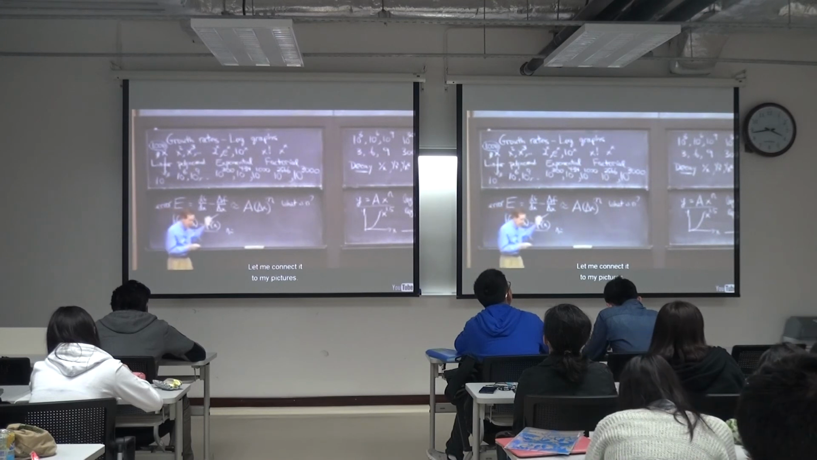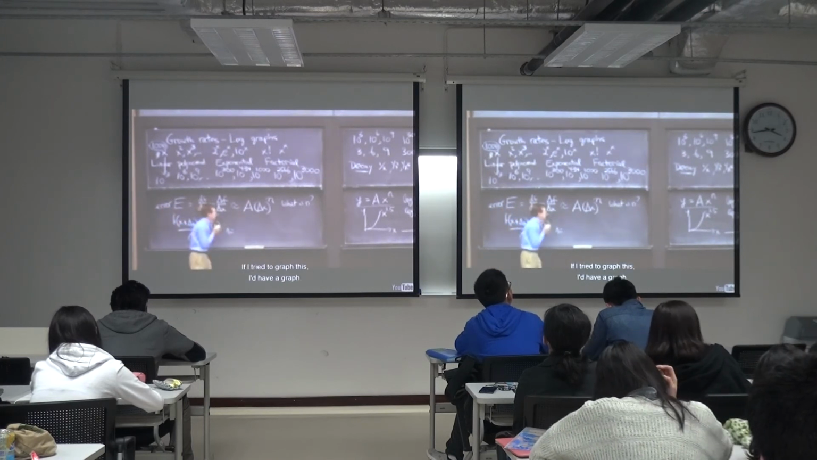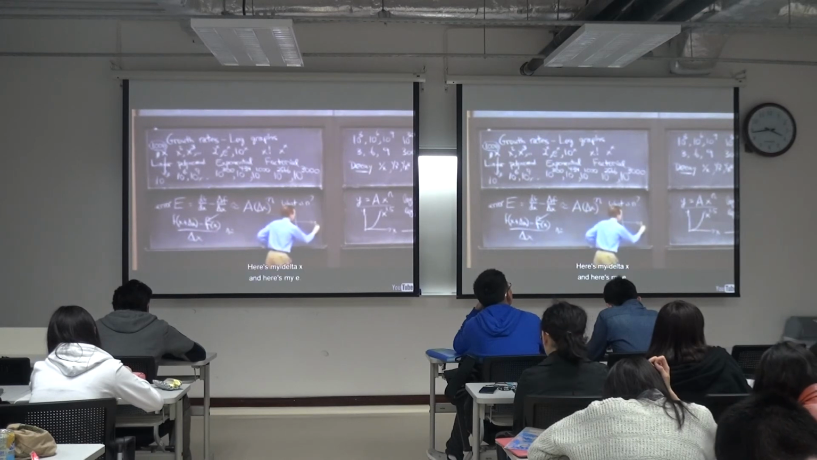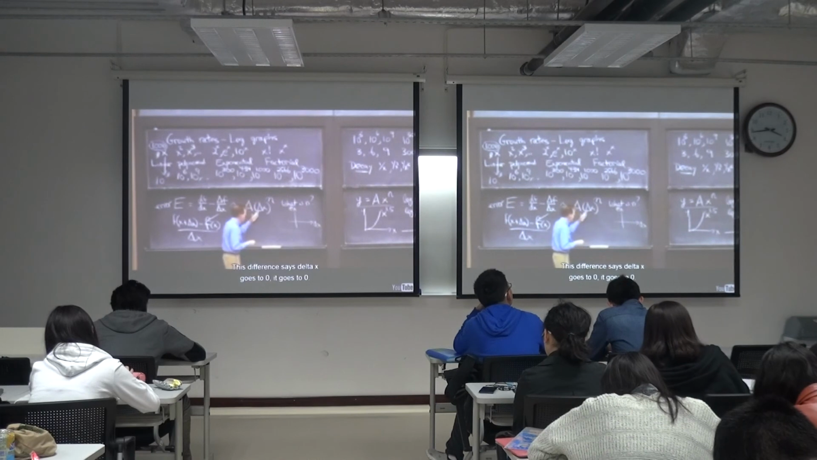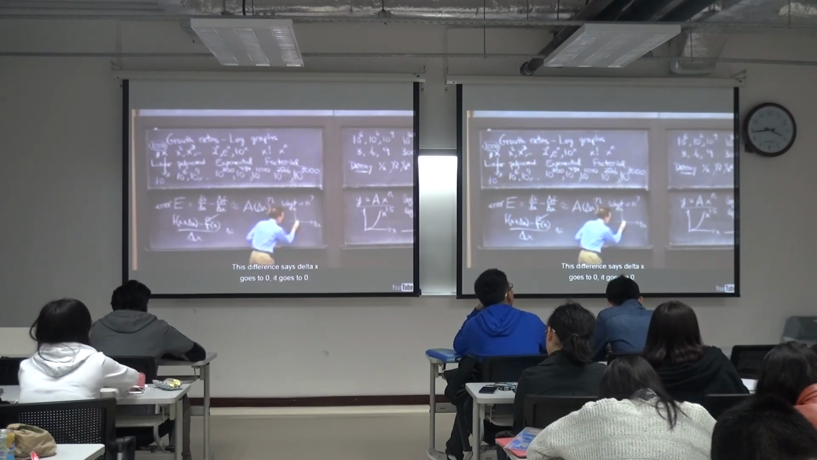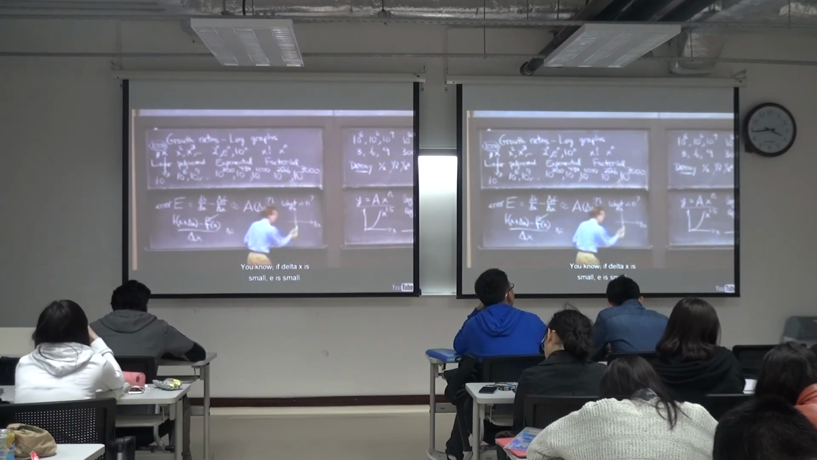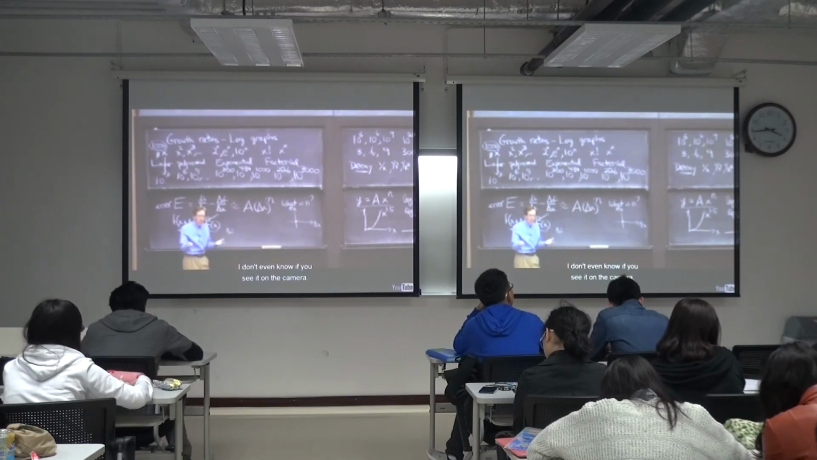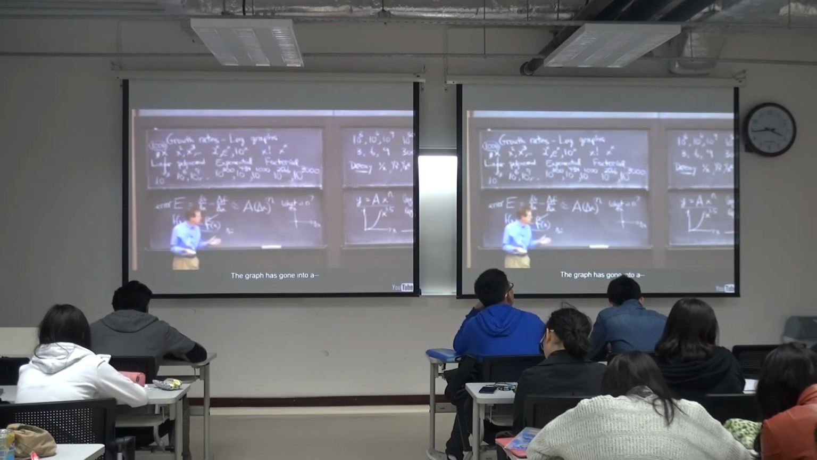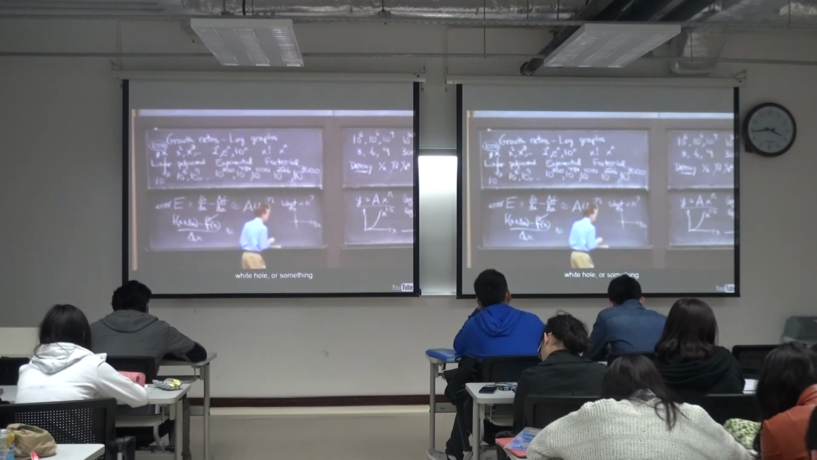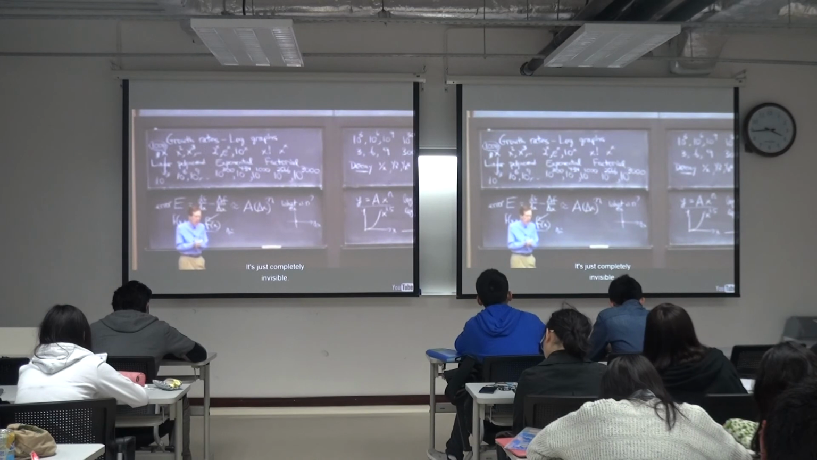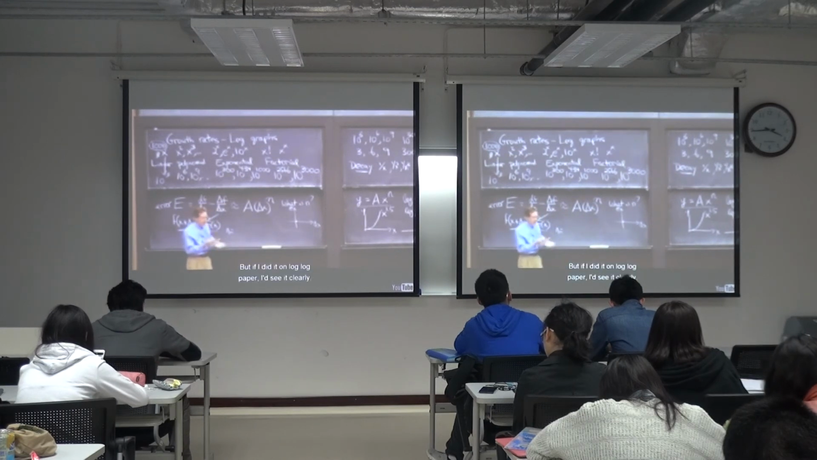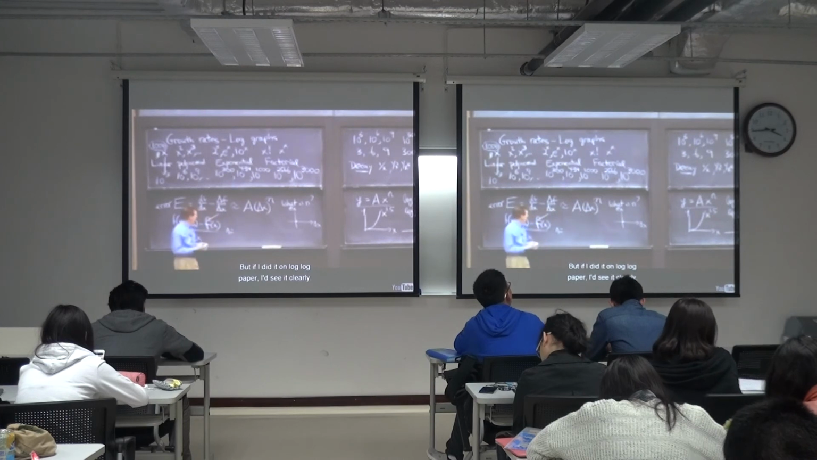Let me connect it to my pictures. If I tried to graph this, I'd have a graph. Here's my delta x and here's my e. This difference, as delta x goes to 0, goes to 0. If delta x is small, e is small. If I divide delta x by 10, e divides by something. I don't even know if you can see it on the camera. The graph has gone into a black hole or a chalk hole or a white hole or something. It's completely invisible. I can't see the slope of this thing. But if I did it on log paper, I'd see it clearly. And the answer would be 1.